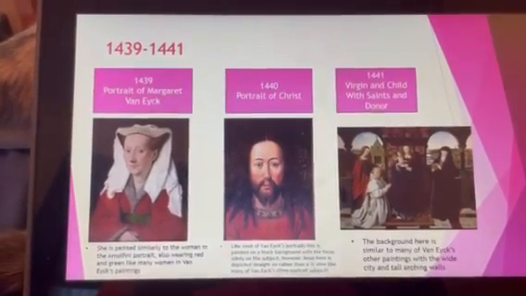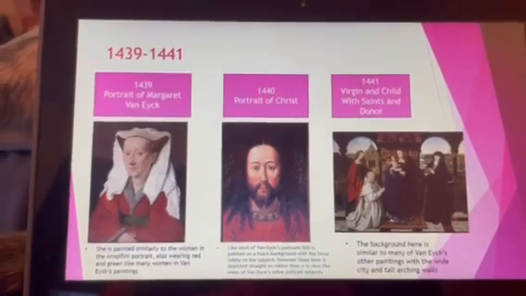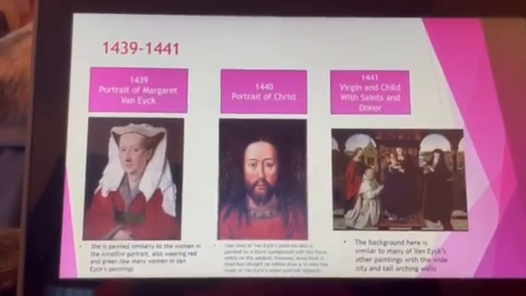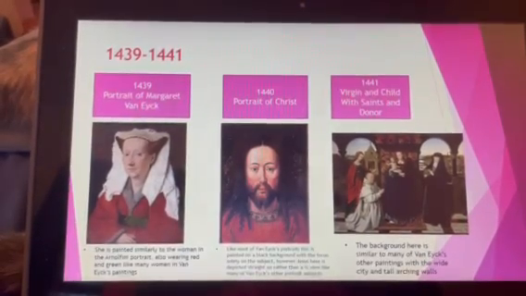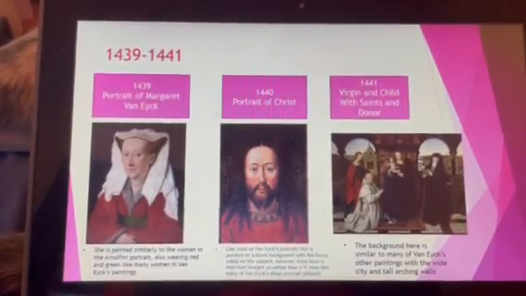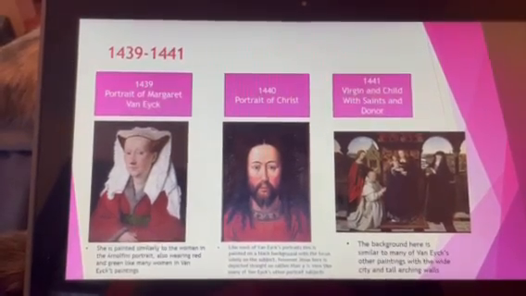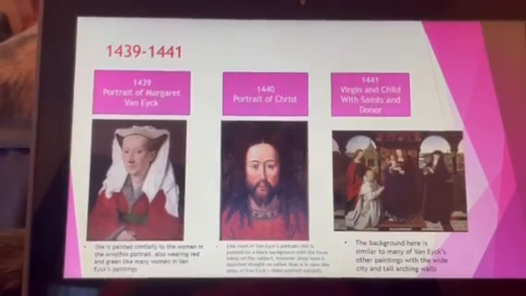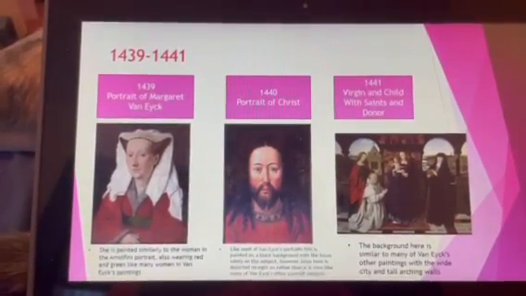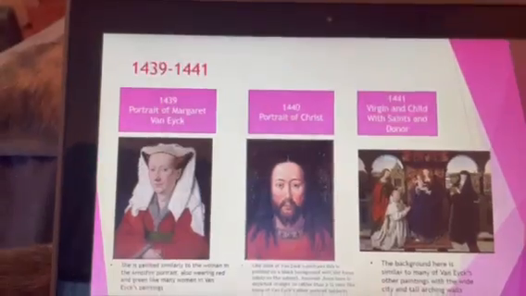And the Virgin and Child with Saints and Donor's background is similar to many of Van Eyck's other paintings, with a wide city and tall arching walls. And the Mary is depicted similarly to Madonna in the Garden, with a background behind her and a blue dress, and the kneeling man is depicted similarly to Virgin of Chancellor Roland.